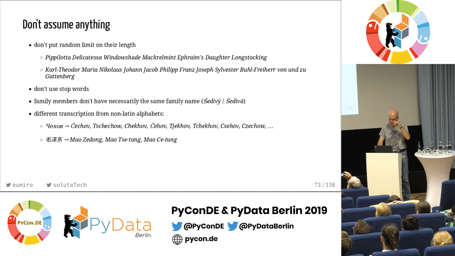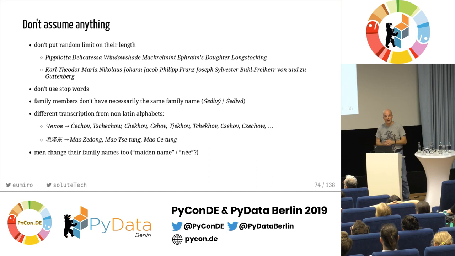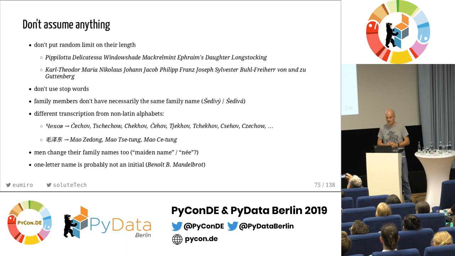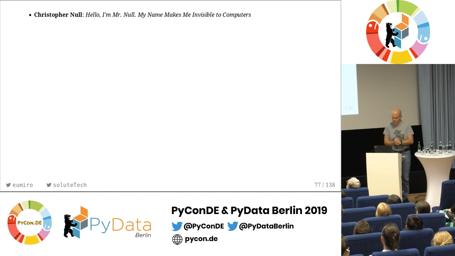Men can change their family names too. So if you ask for the maiden name or née, it's probably not applicable to men as well. And a one-letter name is probably not an initial. So Benoit B. Mandelbrot, the B is actually only a letter B and not an abbreviation of a name. So you should expect that everything that is printable is fine and is a part of a name, because you cannot say that only letters are allowed, because there are some dashes, there are some apostrophes.